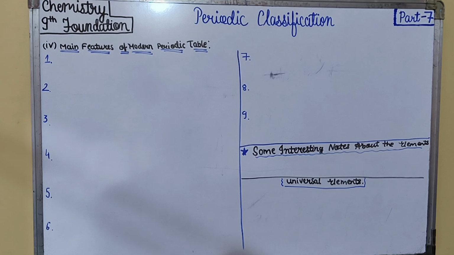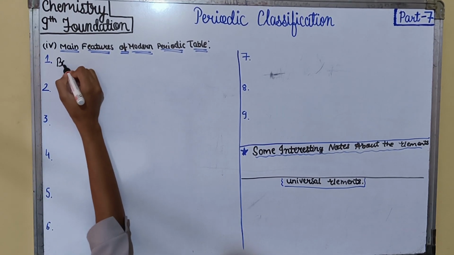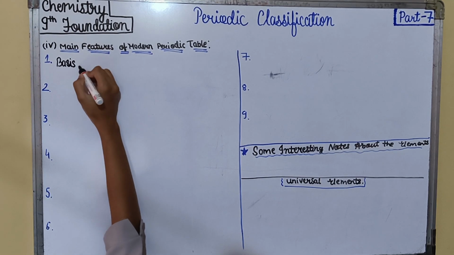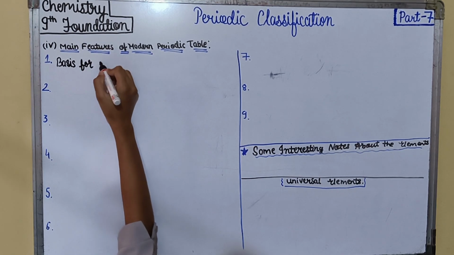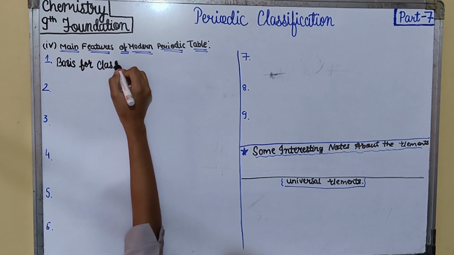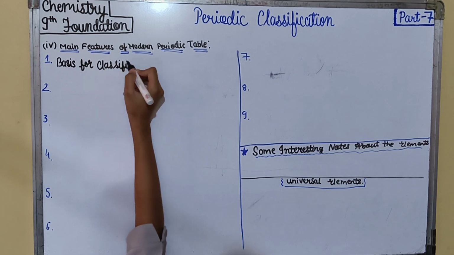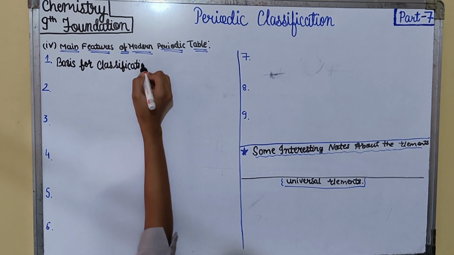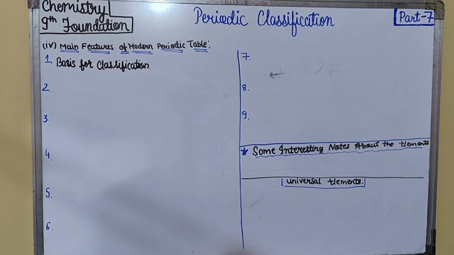So the first feature is basis for classification. The elements are arranged in the increasing order of their atomic numbers.